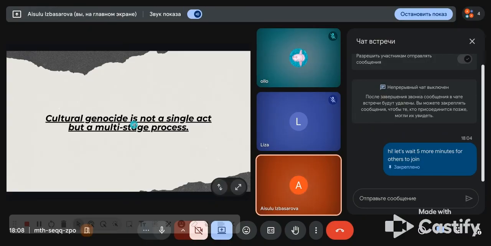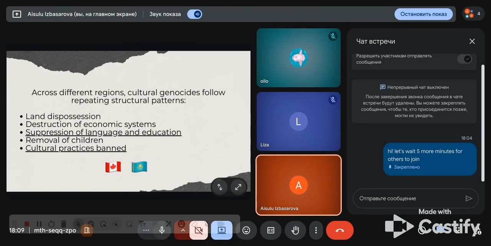Before we move to our lecture, I would warn you. I would really like you to understand that cultural genocide is not a single act. It is a multi-stage process. It is structured, it is organized, it is slow, and it is very strategic. Basically, specific policies, timelines, and strategies are used in order to carry out those genocides. At the end of this lecture, I will be showing some sources that I personally used and that you can read in order to learn this topic more.